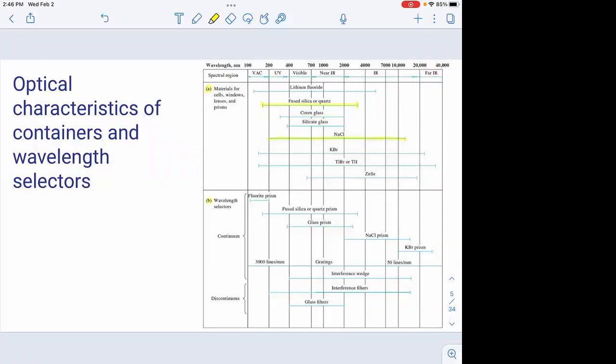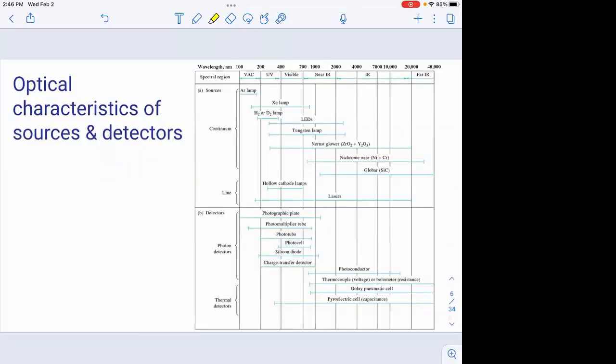Another grouping, of course, that we just talked about was wavelength selectors. There are lots of these, lots of really cool ones. You can split them into two categories. The first is continuous, the second is discontinuous, meaning some will allow through many wavelengths of light, and some will allow through varied and not very many wavelengths of light. That's what we're talking about with continuum versus discontinuous wavelength selectors.